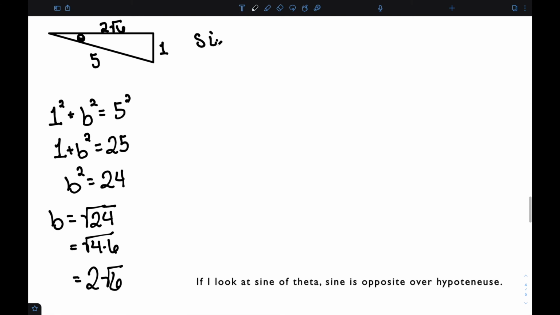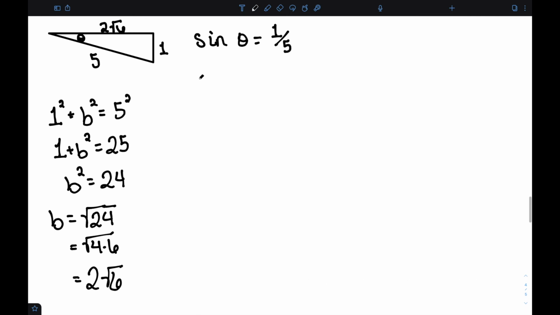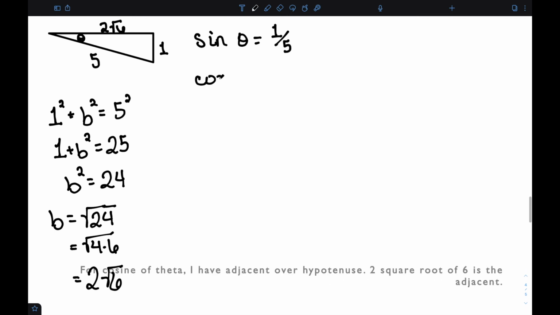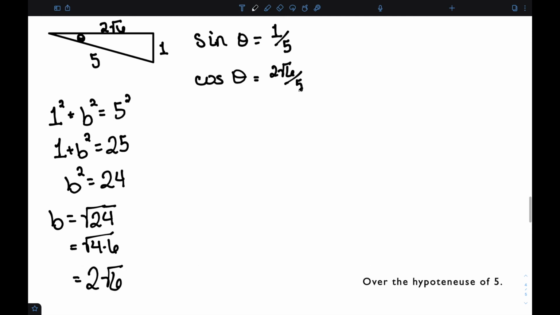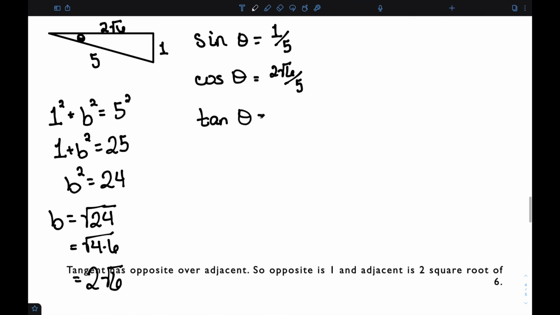So if I look at sine of theta, sine is opposite over hypotenuse. So the opposite is 1, the hypotenuse is 5. For cosine of theta, I have adjacent over hypotenuse. So 2 square root of 6 is the adjacent over the hypotenuse of 5. Tangent has opposite over adjacent. So the opposite is 1 and the adjacent is 2 square root of 6.